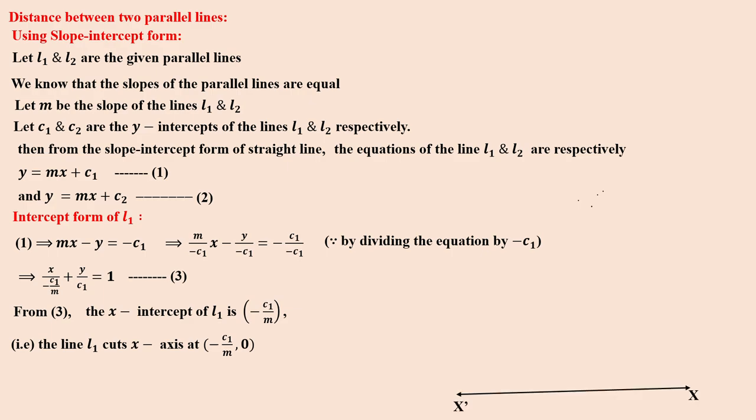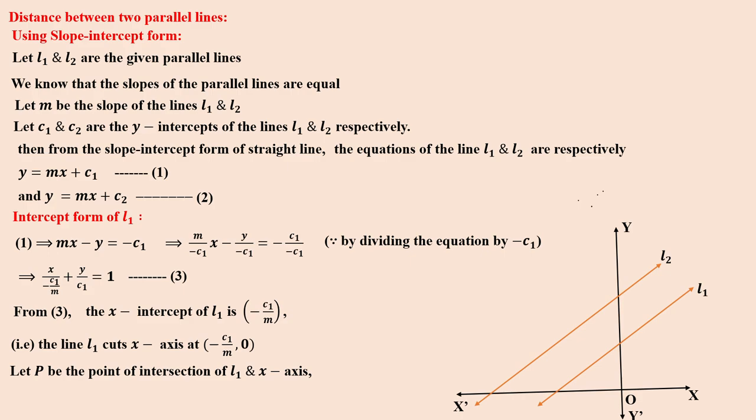So this is x dash x-axis, y dash y-axis, O the origin. This is the line L1 and this is the line L2, both are parallel. Let P be the point of intersection of L1 and the x-axis. So this is the point of intersection. This point is minus c1 by m comma 0, because OP is the x-intercept. The x-intercept is the x distance of P, that is minus c1 by m.